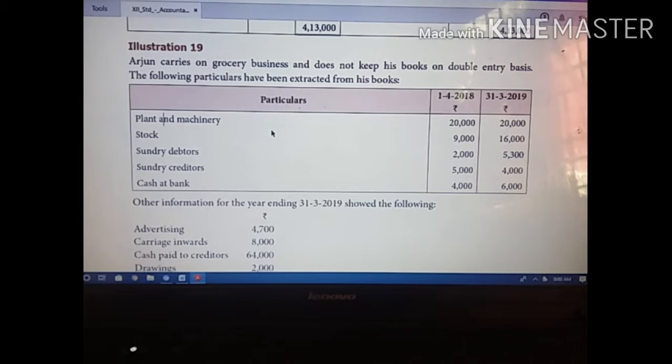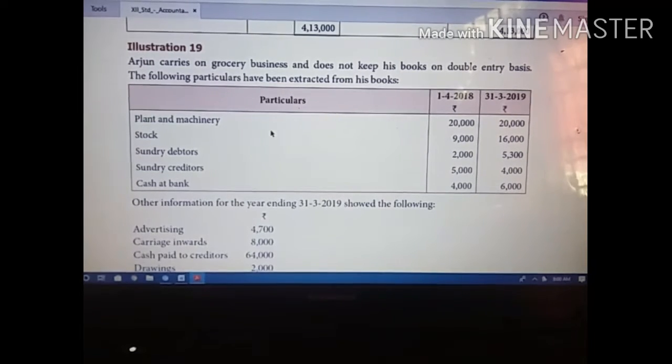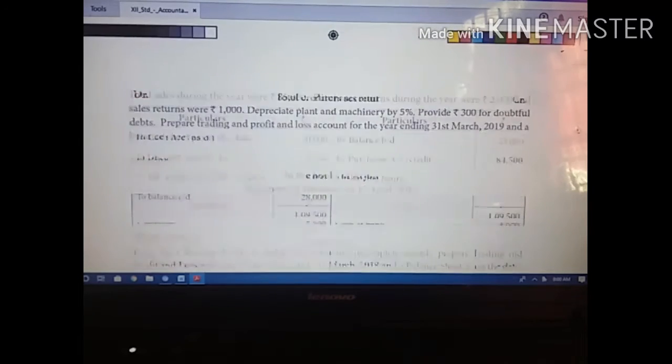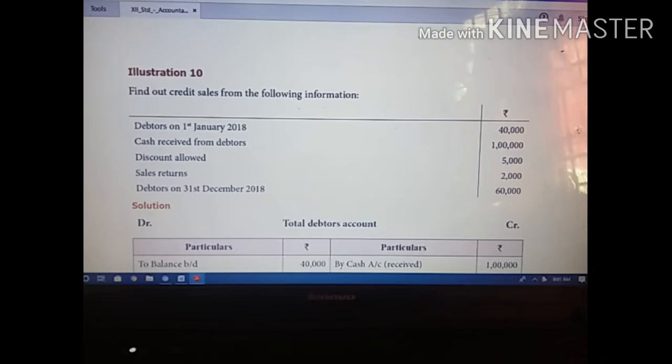Some assets and liabilities have increased, and so there is a difference between the beginning information and the closing information. These are all the assets and liabilities given. Other information is given here. In other information we have advertisement 4,700 and carriage inward. We have to use this advertisement amount for preparing the accounts.